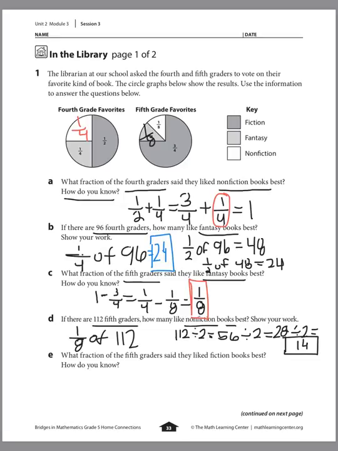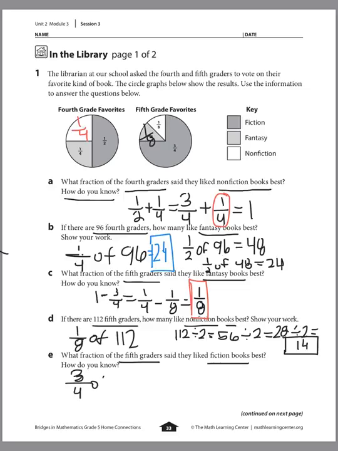E says, what fraction of the fifth graders said they liked fiction books best? And how do you know? So again, our key parts here are fifth graders, fiction books. So looking up here, fiction is the dark gray, 3/4. So what is 3/4 of 112? That's what I'm trying to solve.